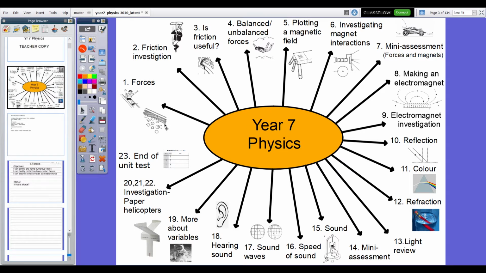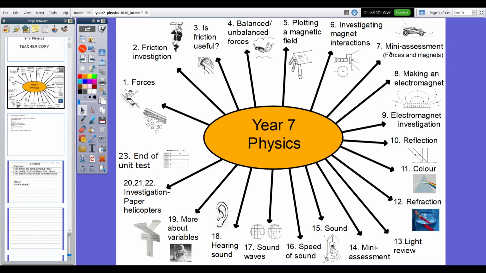Just to show you, this is the layout of the course that we'll be doing this year. The lessons more or less go in order. We've got some regular assessments going on. It's going to be mainly practical activities, and most lessons will include a practical activity.